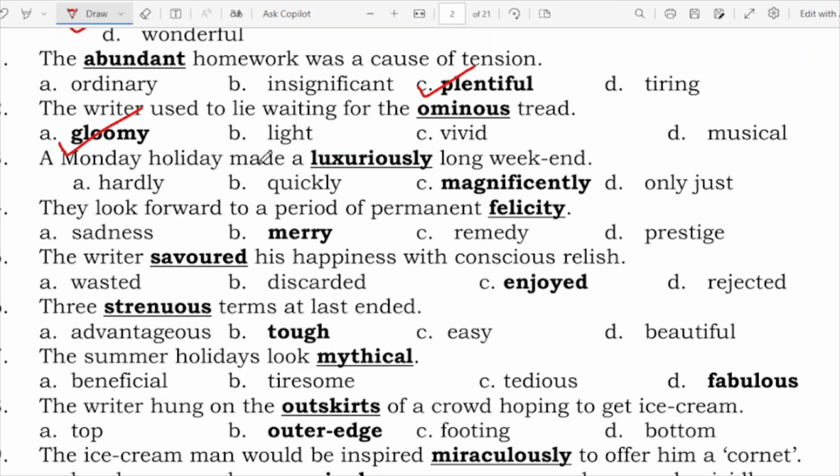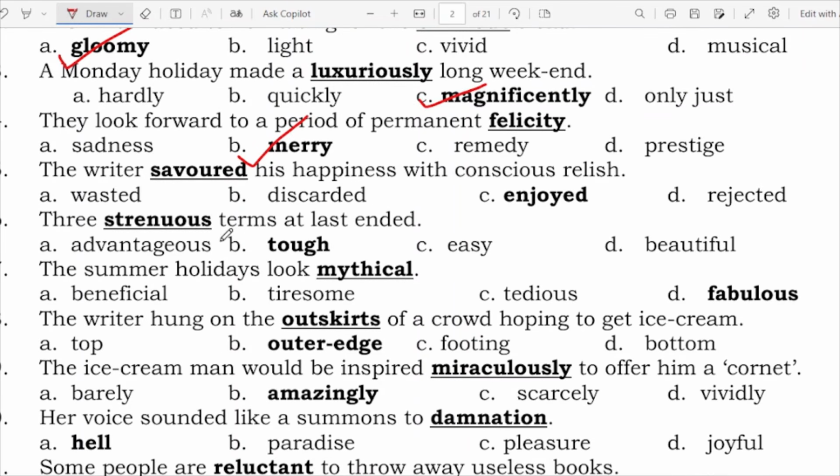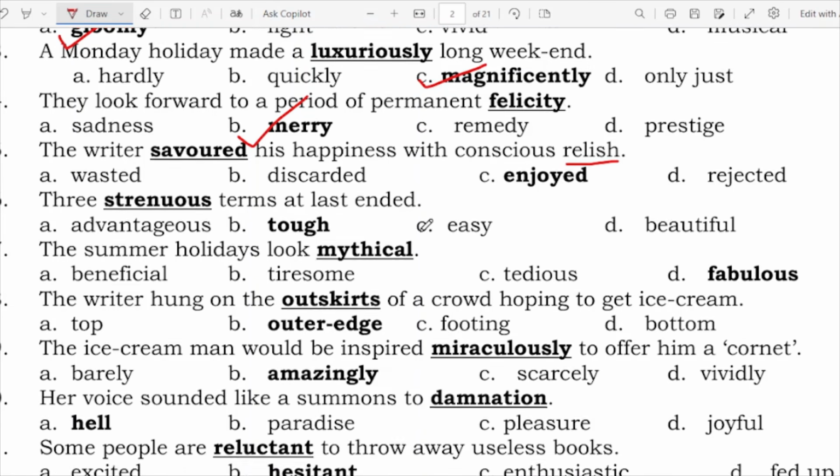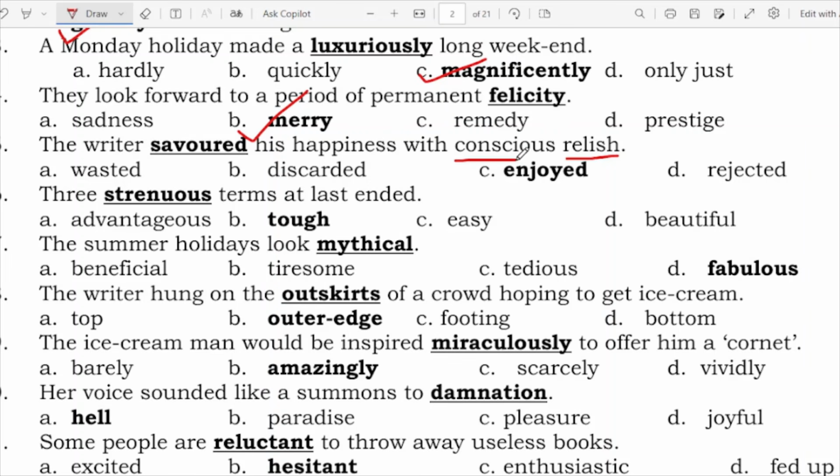A Monday holiday made a luxuriously, magnificently long weekend. That is, he was very happy to have Saturday, Sunday. They look forward to a period of permanent felicity. Felicity means happiness, pleasure. The writer savored, enjoyed his happiness with conscious relish. Relish means enjoyment. The word is very important over here. And consciously means knowingly, and it can also be used.